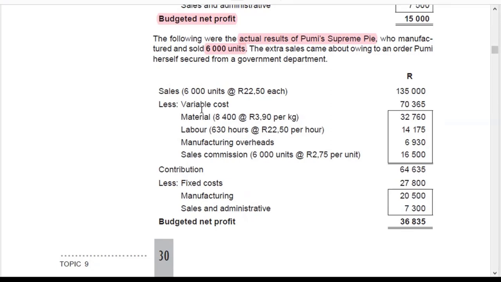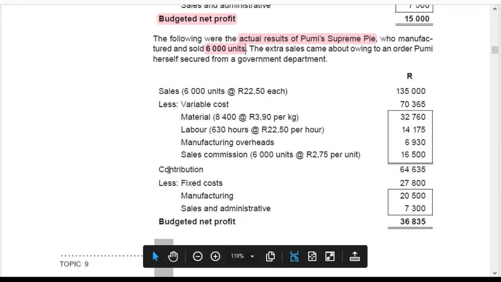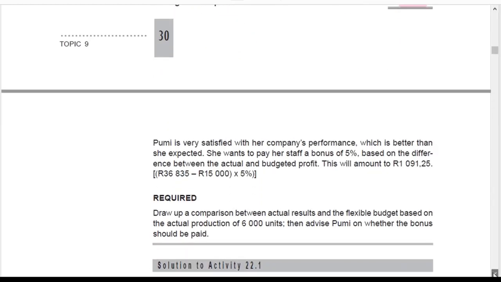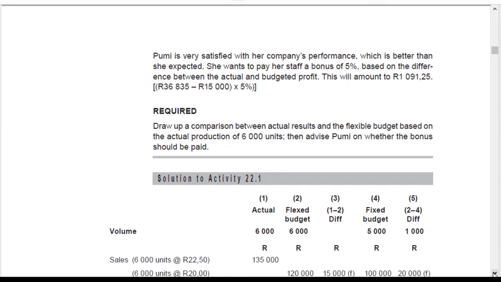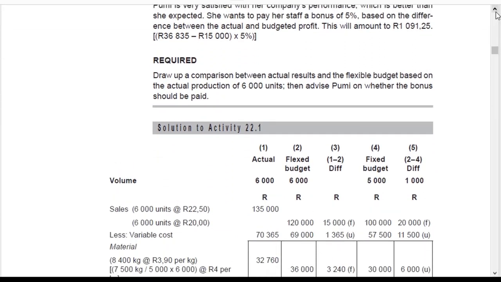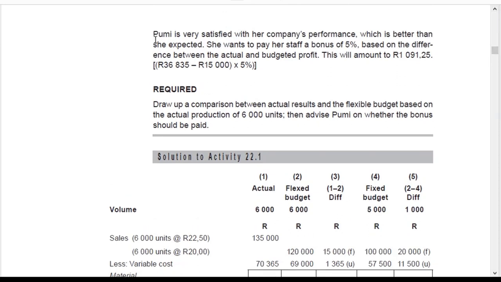So how much did they actually end up making? It's now a profit of 36,000 as opposed to the 15,000. Because of the 6,000 units, there was an additional 1,000 sales that came from an order they secured from a government department. They couldn't have forecasted for that, right? Because they didn't know at the time. So we have to look at the difference between a flexed and a fixed budget.